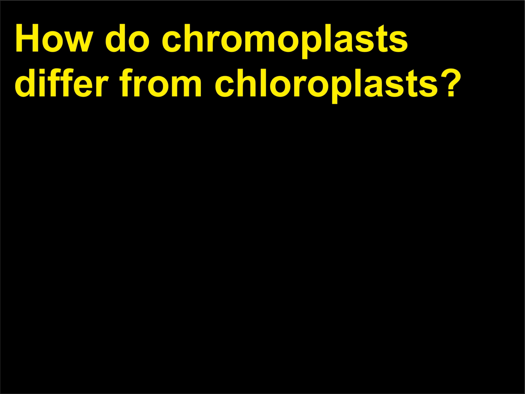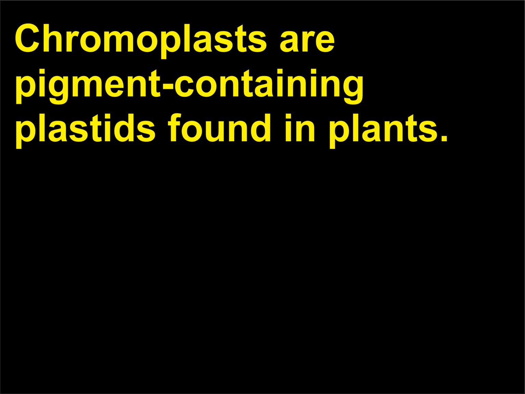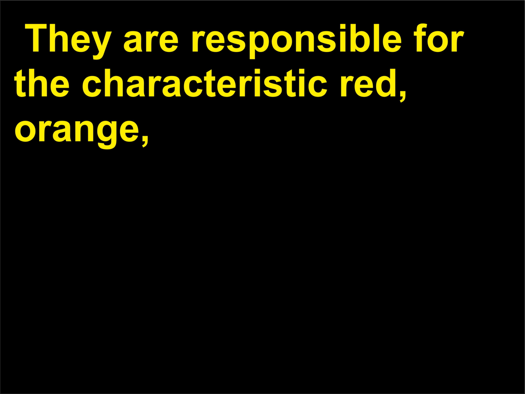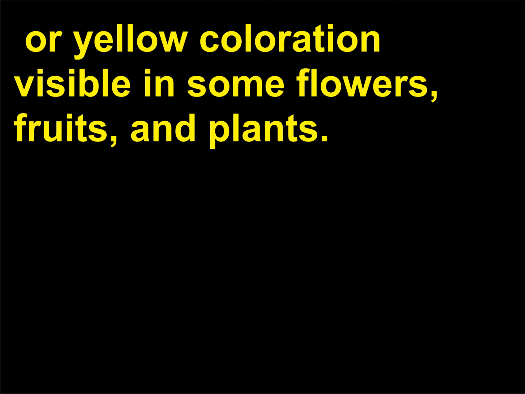How do chromoplasts differ from chloroplasts? Chromoplasts are pigment-containing plastids found in plants. They are responsible for the characteristic red, orange, or yellow coloration visible in some flowers, fruits, and plants.